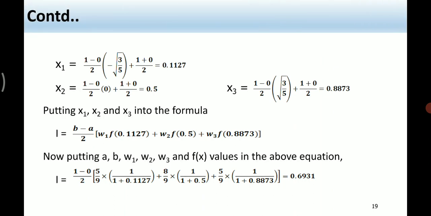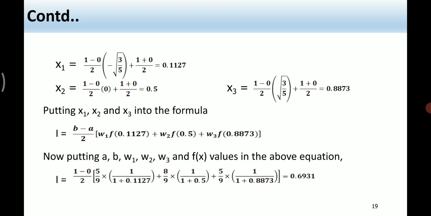See, your x1 is equal to 1 minus 0 divided by 2 into minus root of 3 by 5 plus 1 plus 0 divided by 2, we get 0.1127. Then x2 is equal to 1 minus 0 divided by 2 into 0 plus 1 plus 0 divided by 2 is equal to 0.5. So x3 is equal to 1 minus 0 divided by 2 into root of 3 by 5 plus 1 plus 0 divided by 2 is equal to 0.8873.